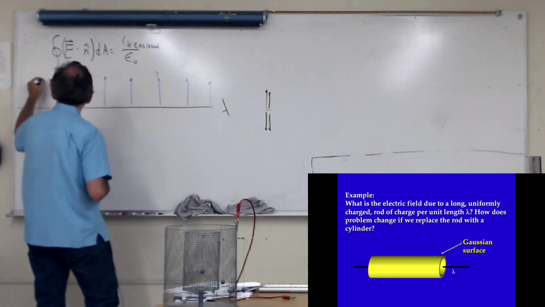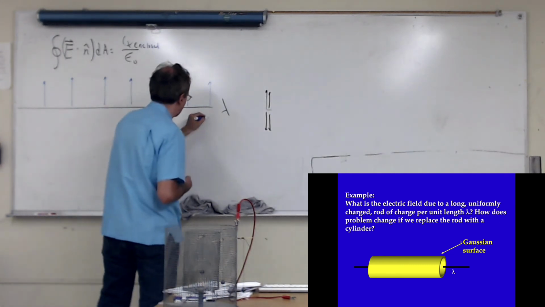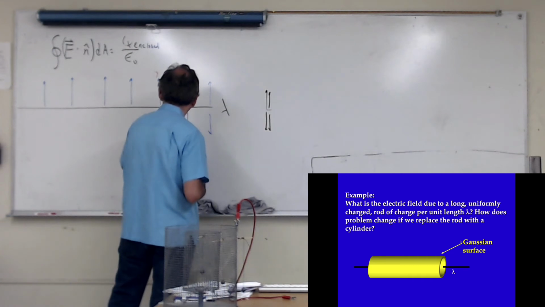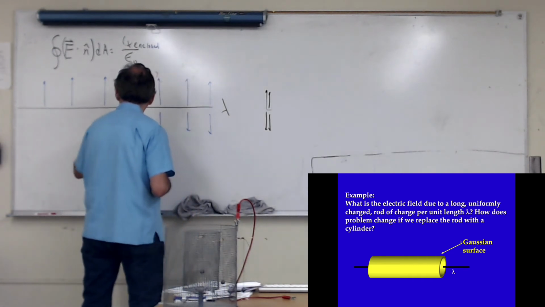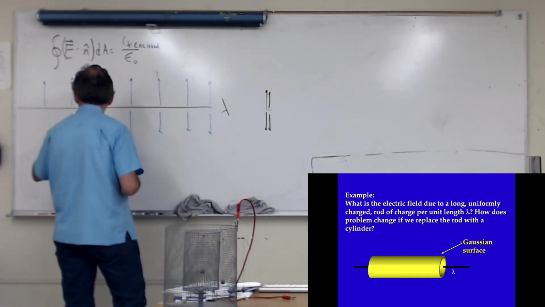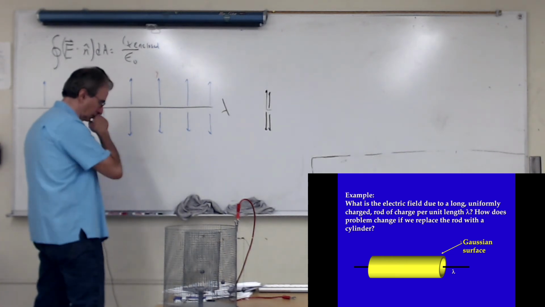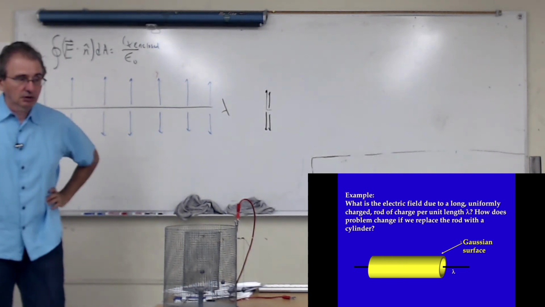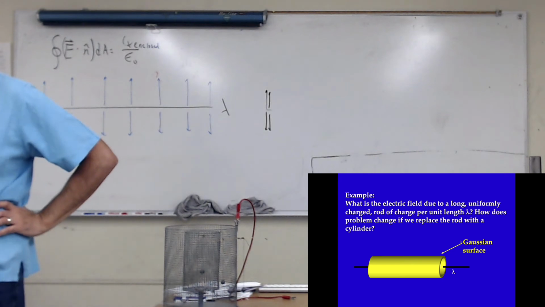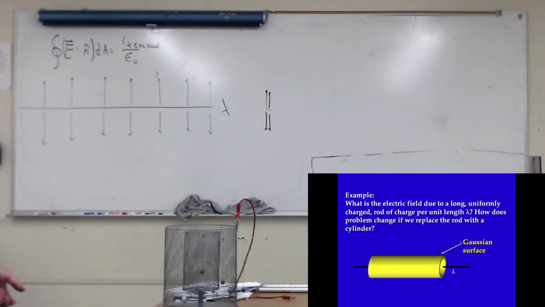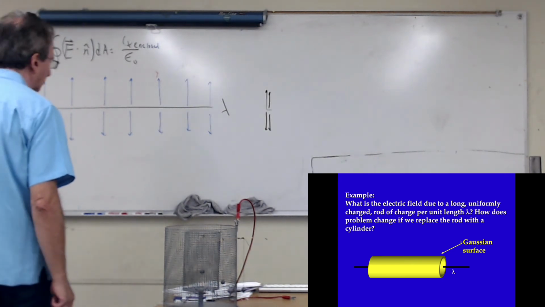They're going to point away from the charge if lambda is positive. The question is, what shape should I use for my Gaussian surface, for my imaginary surface? I cannot use a sphere. That would be a horrendous choice.